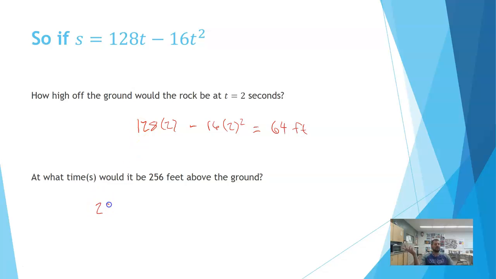If I wanted to know at what times the rock would be 256 feet above the ground, all I would do is take 256, and notice I put that in for S, which denotes position. And we would solve that, and that's not something we're going to have to do on the AP test, so that's not what we're going to do here.